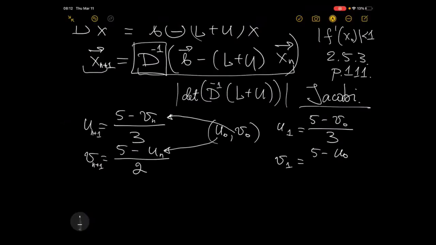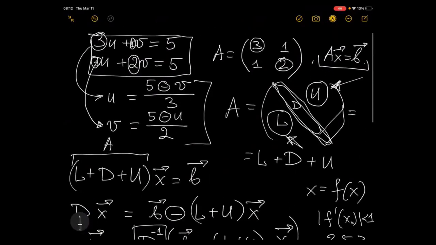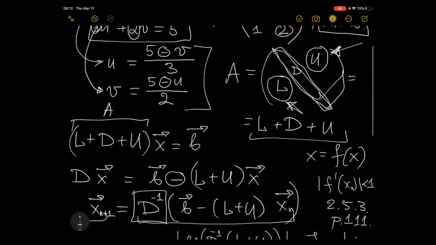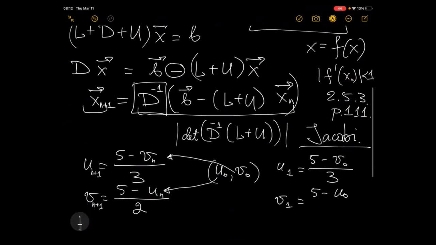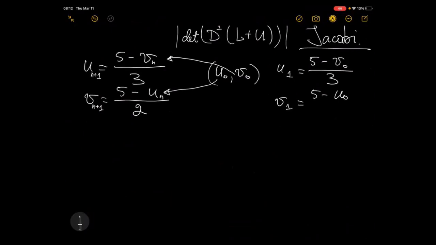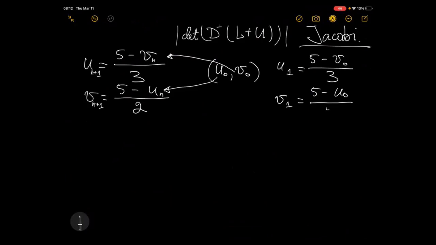Okay, so because the recording just started, let me repeat the end of the previous lecture, where we introduced the Jacobi method. So this is the matrix form of the Jacobi method. Now, if we substitute U0 into the equation for V1, we will get the following.